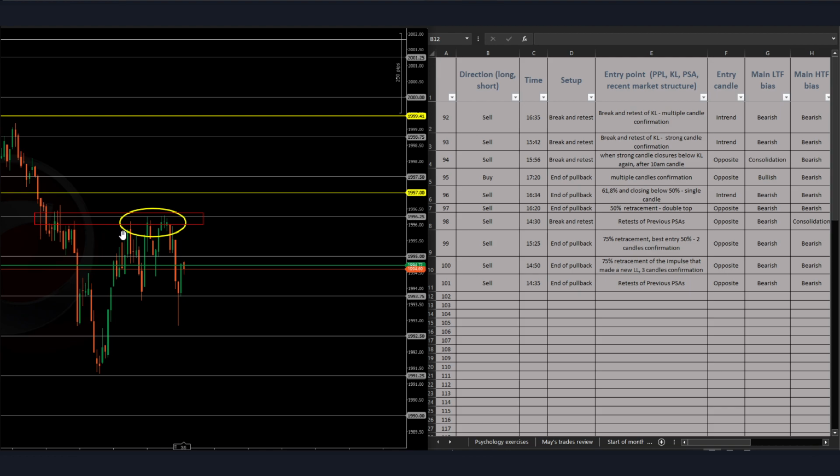And I would say that of course, as happens in live trade, this would have been my possible entry. So the candle closing over here, or maybe this one. So this is already after New York Stock Exchange. So this one is a sell, this one is 15:35, this is end of pullback, retest of previous PSA, that's it. And the candle would be either over here, but mainly opposite, bearish.